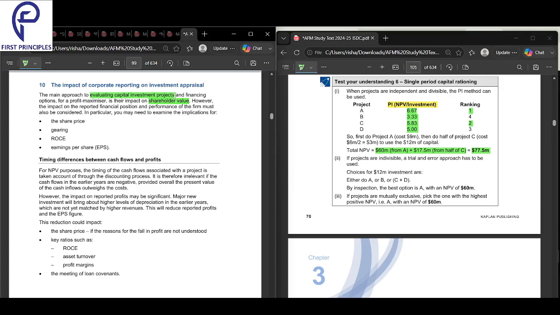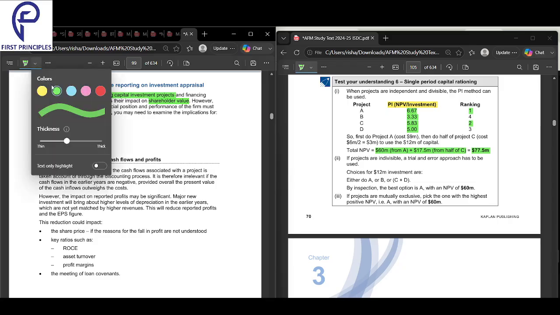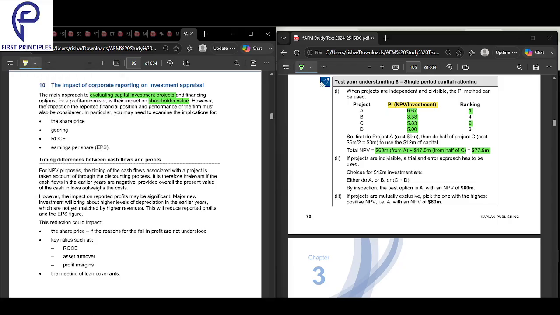Okay, the main thing we want to know is what is its impact on shareholder value. However, the impact on the reported position and performance of the firm must also be considered. So obviously look into the shareholder value, but along with that, you also look into the impact that will be there on the financial position and performance of the company when evaluating a project.